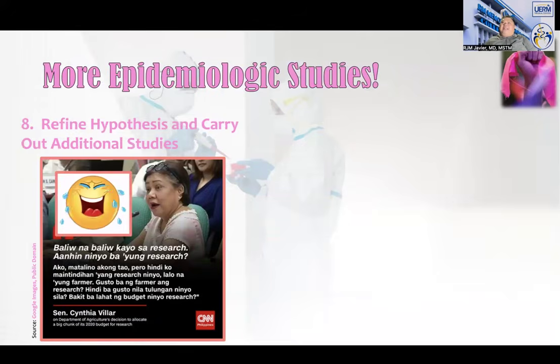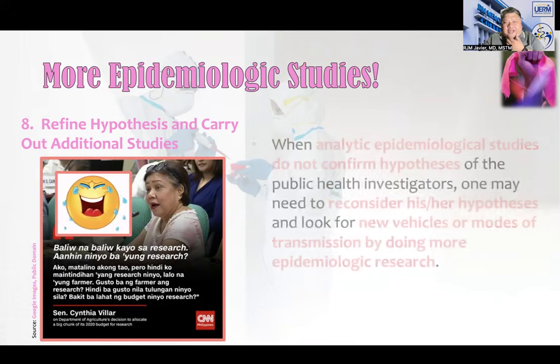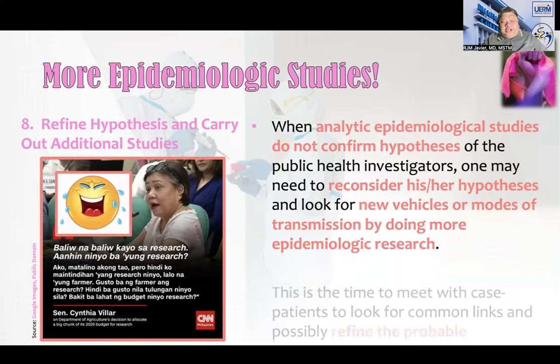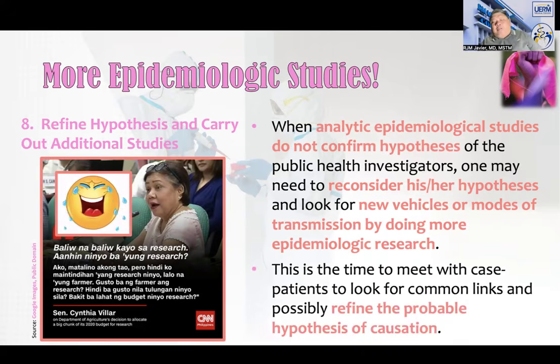Now, once you have tested the hypothesis, why do we need to do more epidemiologic studies? We need to do more research if you want to refine your hypothesis, and so you carry out additional studies. When analytic epidemiological studies do not confirm the hypothesis, one may need to reconsider the hypothesis and look for new modes of transmission by doing more epidemiologic research. Now, this is the most opportune time to meet with case patients to look for common links and possibly refine the probable hypothesis of causation.